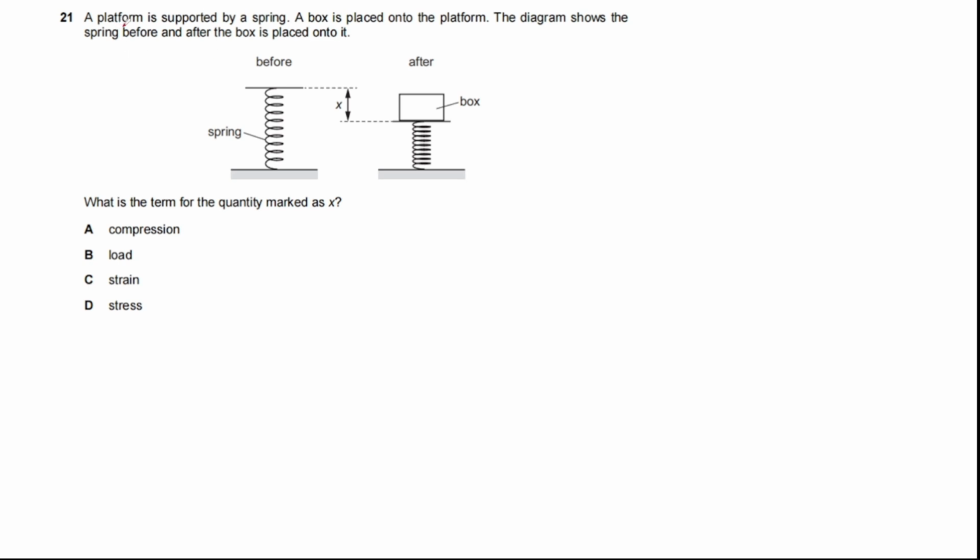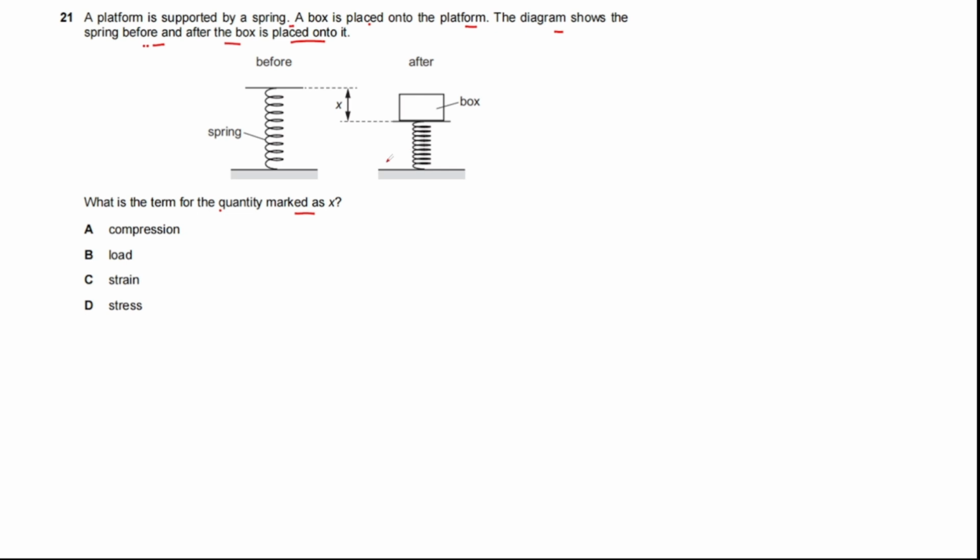Question number 21. A platform is supported by a spring. A box is placed onto the platform. The diagram shows the spring before and after the box is placed onto it. What is the term for the quantity marked as x?